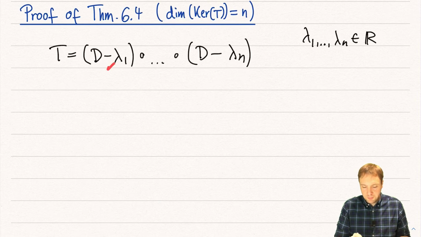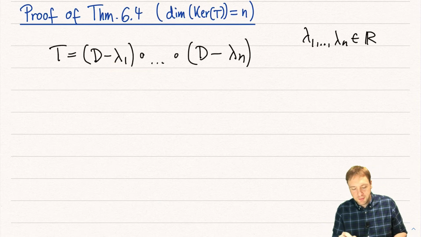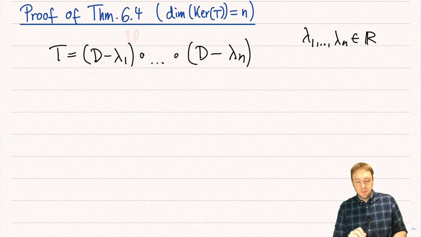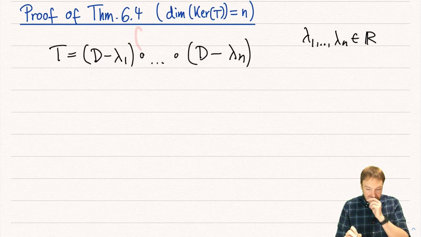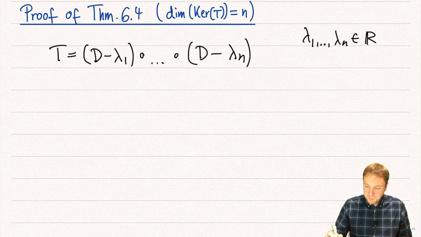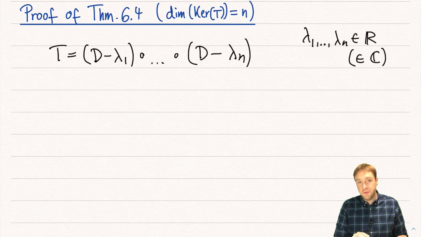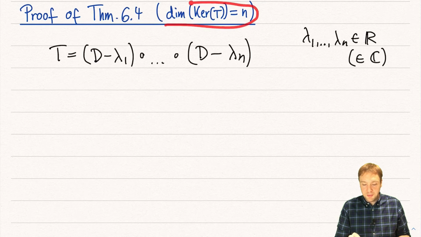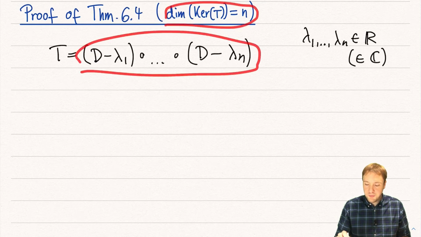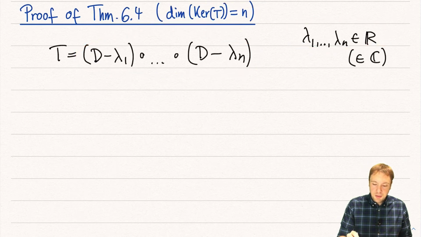So we get, for example, if the first 10 lambdas are the same, then we get some factor to the power of 10 here. And everything we will do is also true for the case when these lambdas are complex numbers, and therefore we will get this theorem. But let's first assume we have this case here.